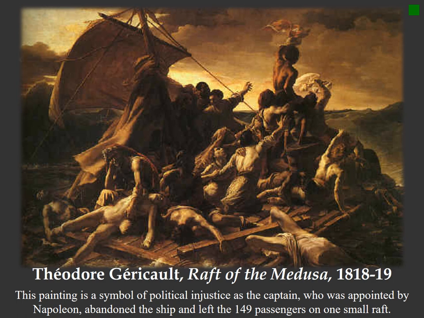Here is the painting. It's a symbol of political injustice as well, as the captain of the ship, who was appointed by Napoleon, abandoned the ship and left the 149 passengers on one small raft. Romantic artists often use their works to make political and social commentaries, just as they do today.